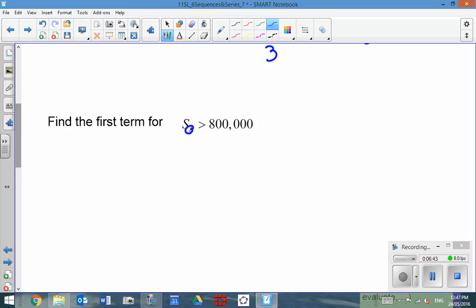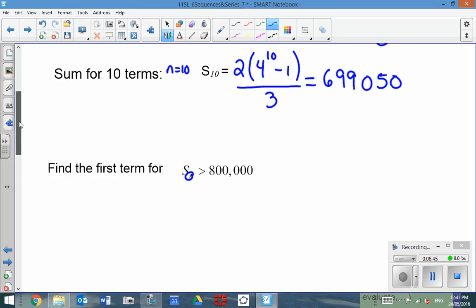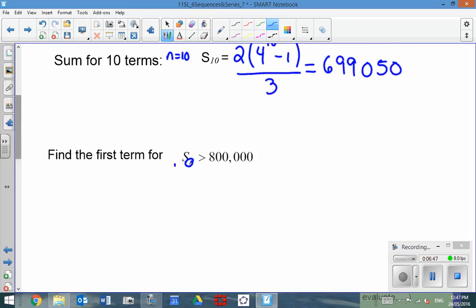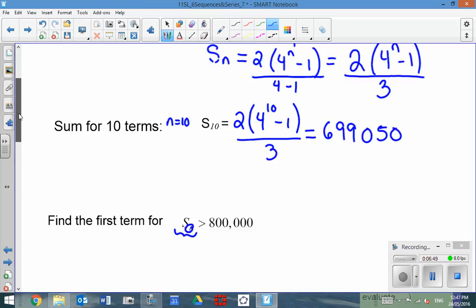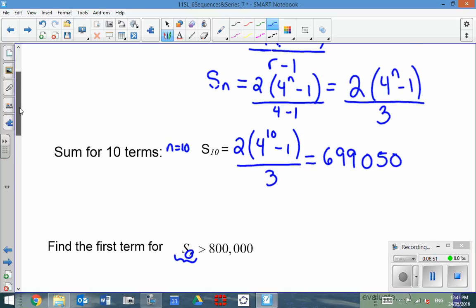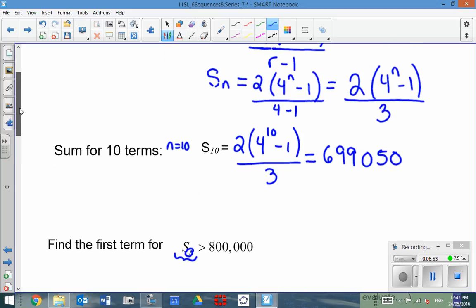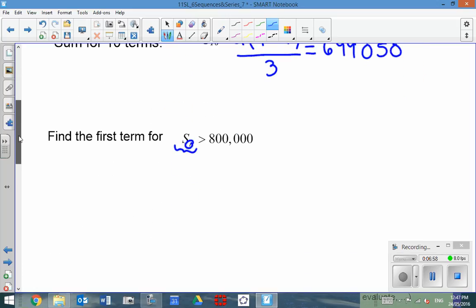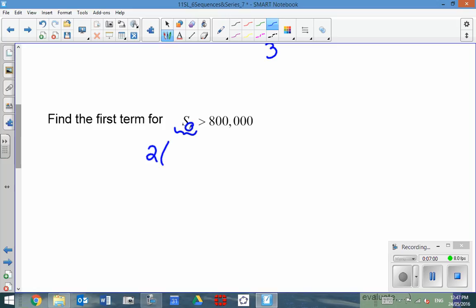All right, so if I'm looking at my summation formula, let's go ahead and write down what the general formula for the summation was. So 2 times 4 to the n minus 1 divided by 3. And I want this to be greater than 800,000 for this series. Okay, so how many terms will I actually wind up needing for the sum to be greater than 800,000?